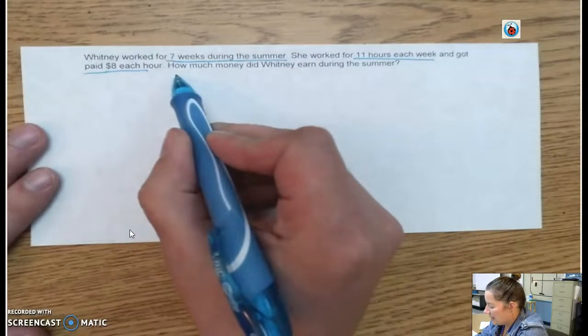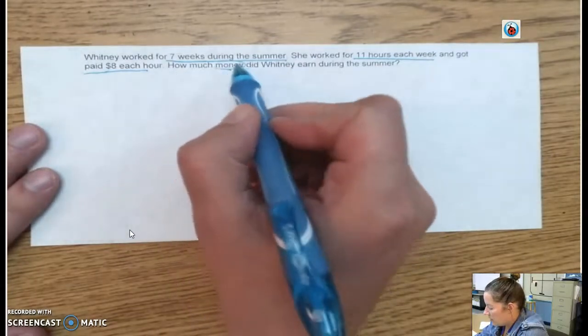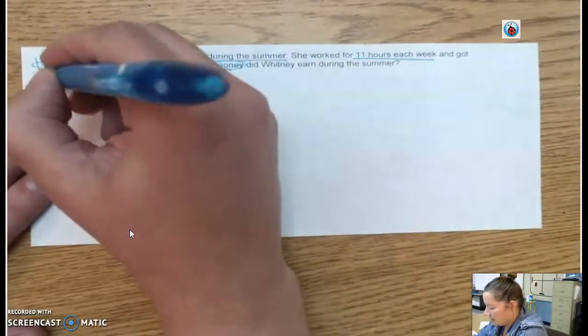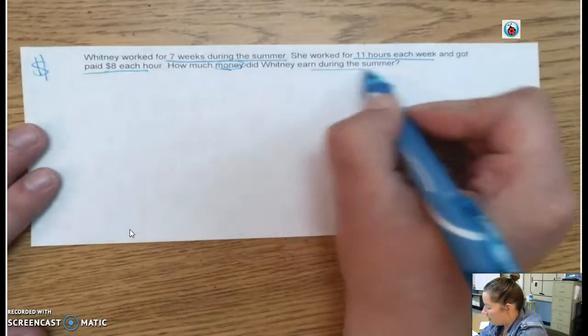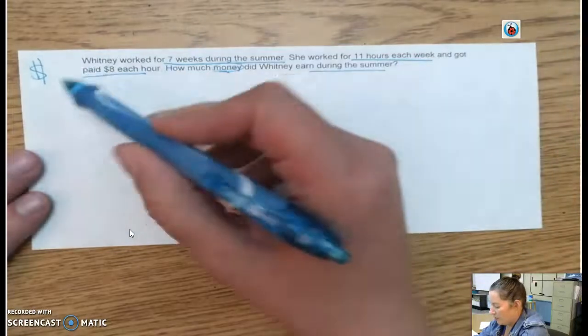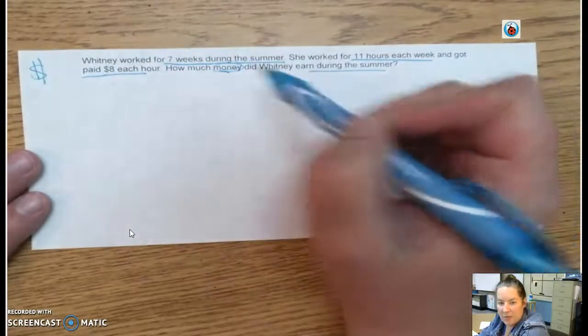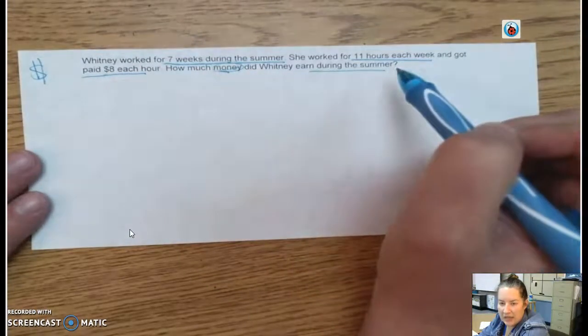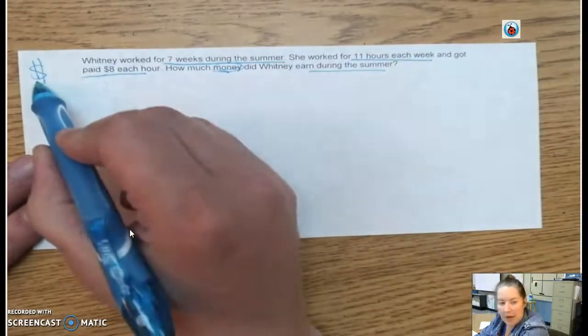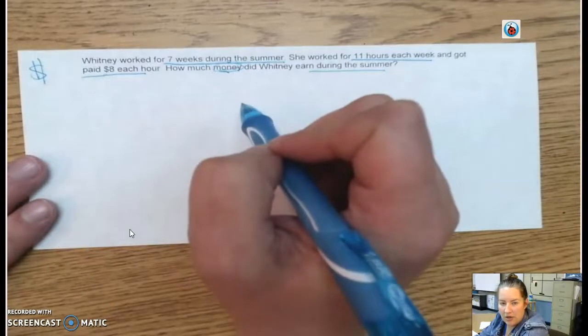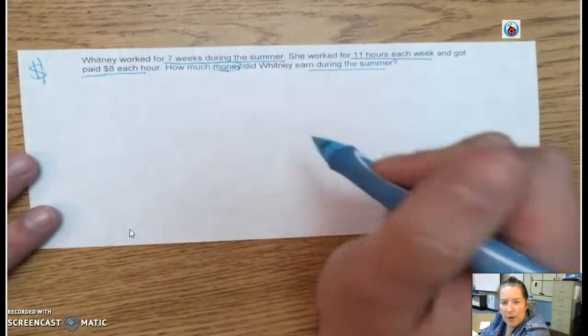The question is, how much money, so I know my answer has to be in money, how much money did she earn during the whole summer? So my final answer is not asking for how many weeks did she work or how many hours did she work. The question is asking about how much money did she earn. So let's look to see what we know about this story.